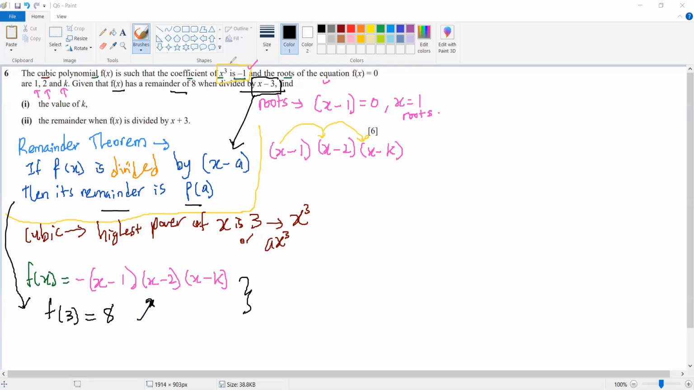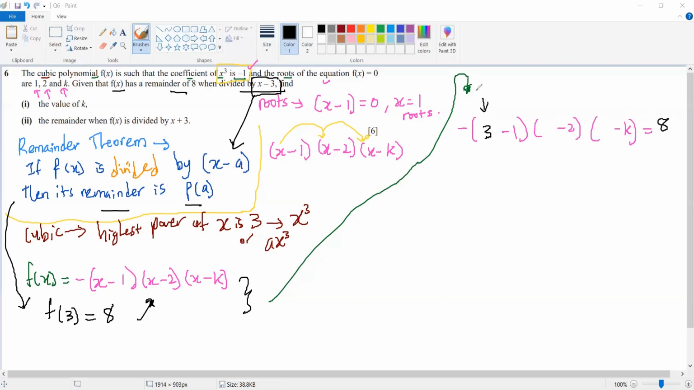So what is the answer? Let's solve it. We just substitute. Please take note of the negative, it's the same pink color so it's easier to see. So it's -1, then -2, then minus k, and this equals the remainder of 8. Why didn't I write the x? Because x is replaced by 3, where x equals 3, so it's 3 minus k.